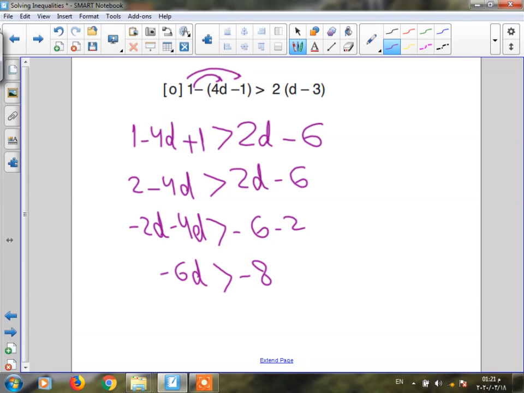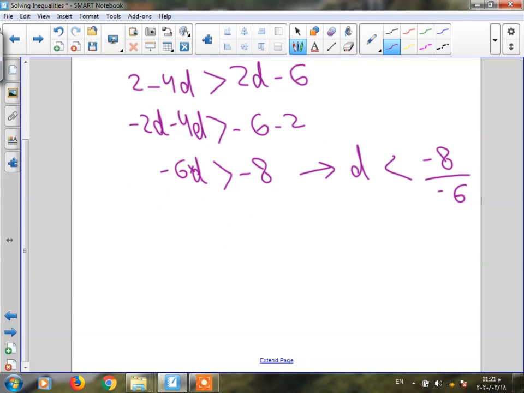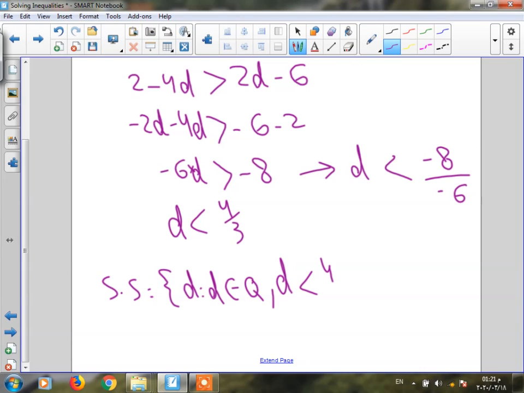I will take negative 6 to the other side by dividing, because it's times. So I will write d, negative 8 divided by negative 6, and change the sign. So d less than 4 over 3. So we can write the solution set: d such that d belongs to rational and d is less than 4 over 3.